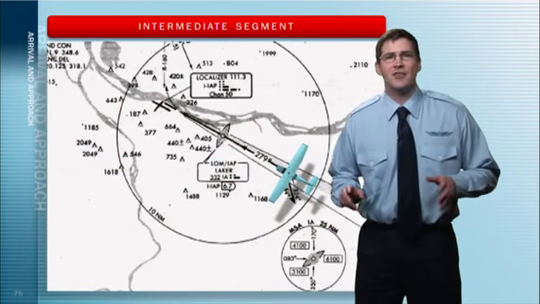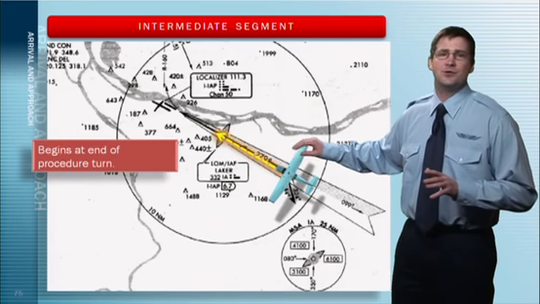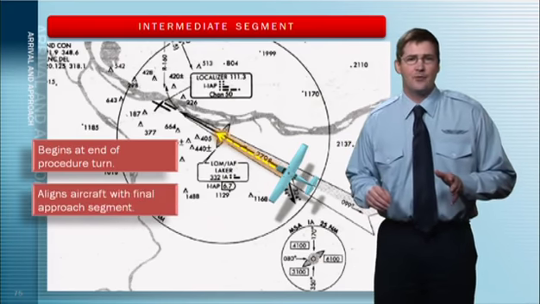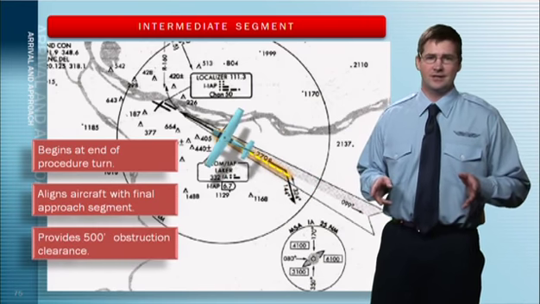Now let's take a look at the intermediate segment shown here, which begins at the end of the procedure turn, aligns the aircraft with the final approach segment, and provides at least 500 feet of obstruction clearance.